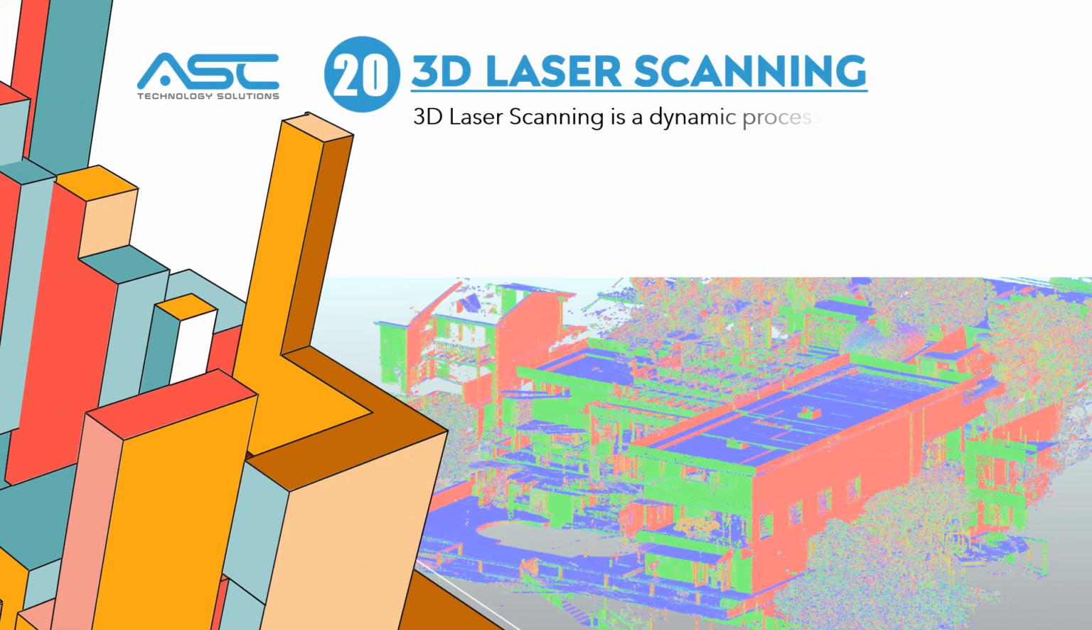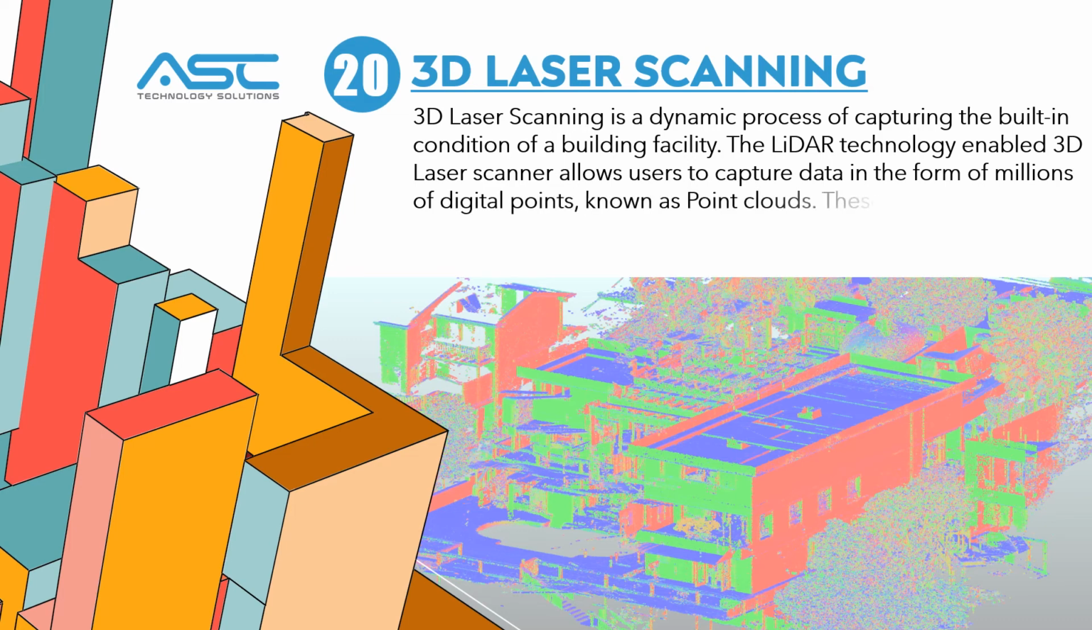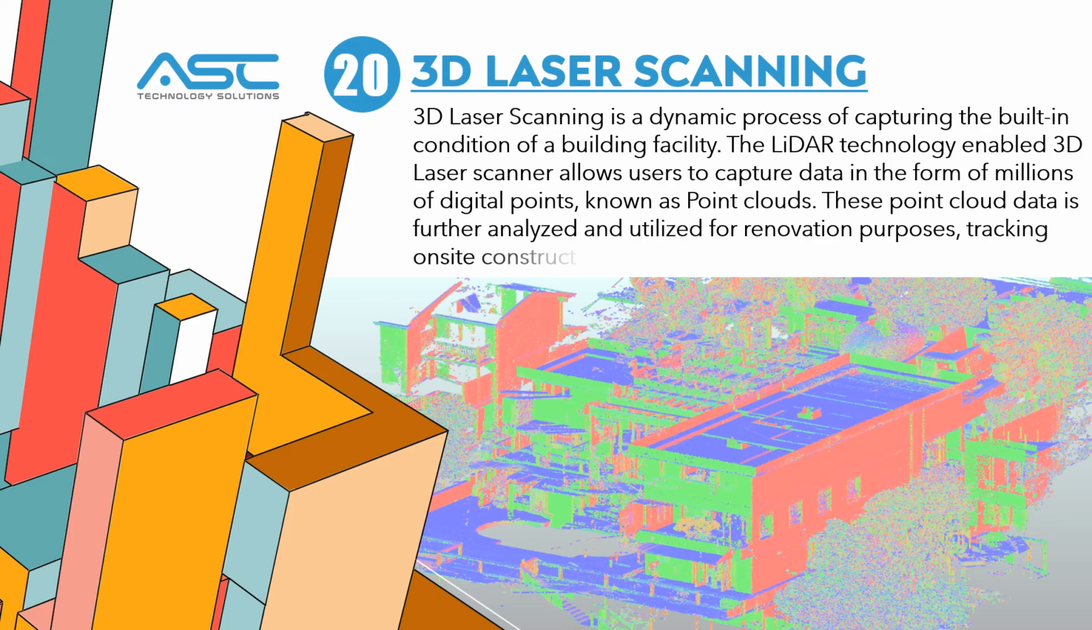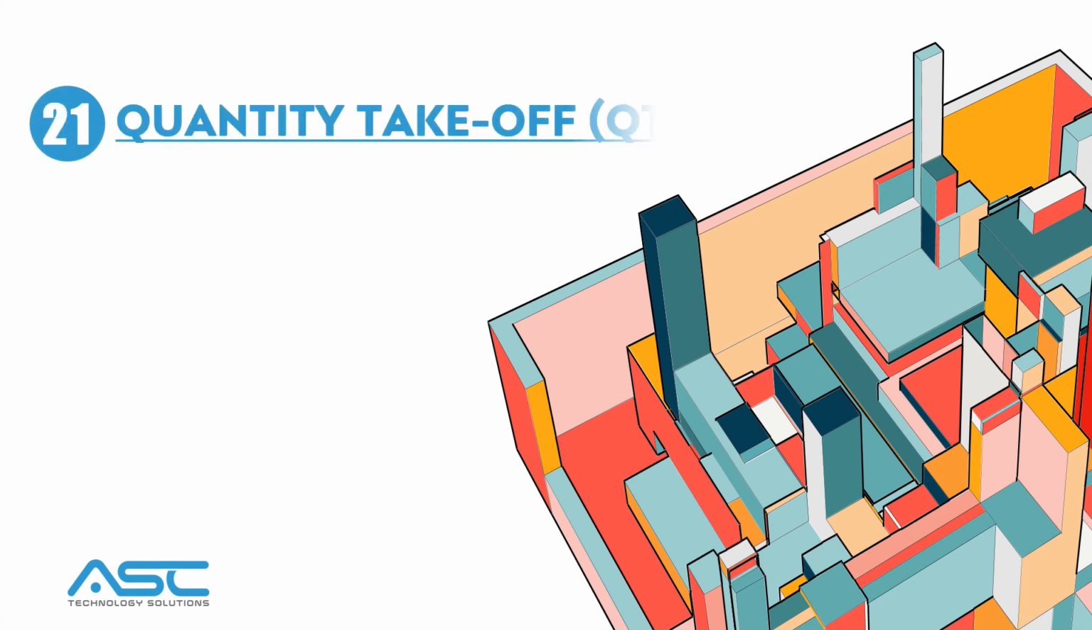20. 3D laser scanning. 3D laser scanning is a dynamic process of capturing the as-built condition of a building facility. The LiDAR technology-enabled 3D laser scanner allows users to capture data in the form of millions of digital points, known as point clouds. This point cloud data is further analyzed and utilized for renovation purposes, tracking on-site construction work progression, managing on-site risk, etc.